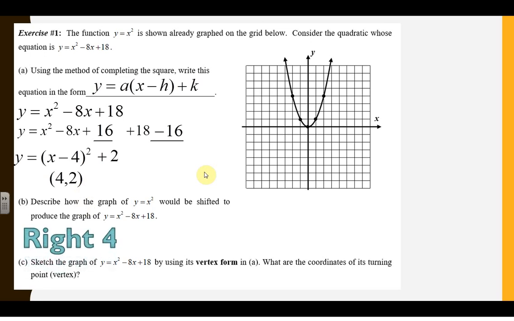So how is that different from y equals x squared? Well, it goes right 4 and up 2. It's a translation, people.